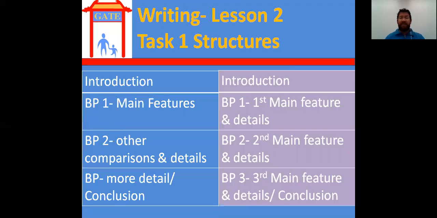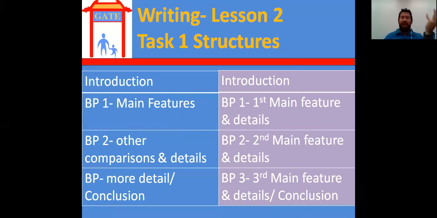Okay. The second option here is to have one main feature and then a sentence that has details about that main feature. And then in the next paragraph, you take a second main feature and then add some details that explain that main feature. And then you can continue to do the same thing in your BP3 or have a conclusion or both. Okay, I don't want to confuse people too much.